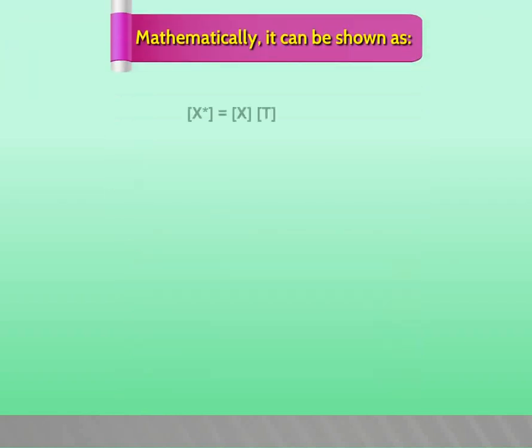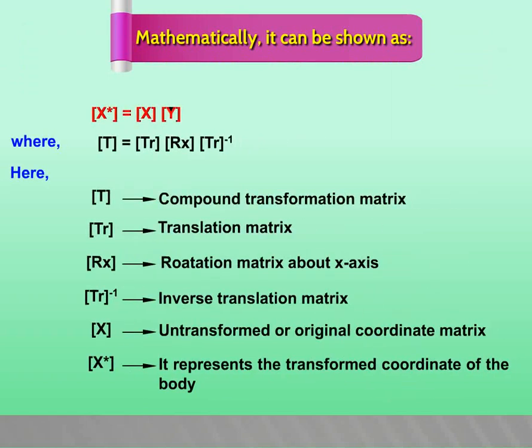Mathematically, it can be shown as x asterisk is equal to x into T, where T is equal to Tr into Rx into Tr to the power of -1. Here, T implies compound transformation matrix, Tr implies translation matrix, Rx implies rotation matrix about x-axis, Tr to the power -1 implies inverse translation matrix, x implies untransformed or original coordinate matrix, x asterisk implies it represents the transformed coordinate of the body.